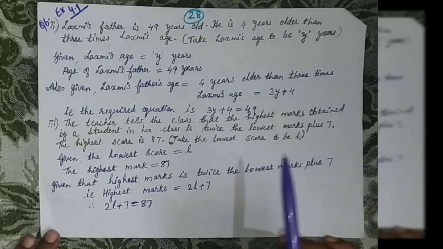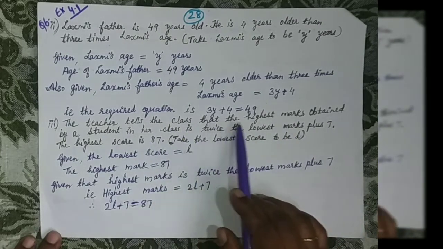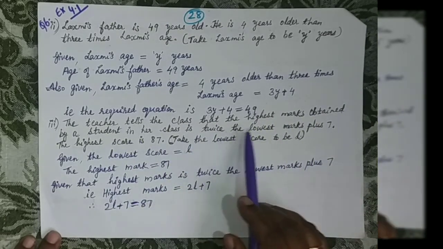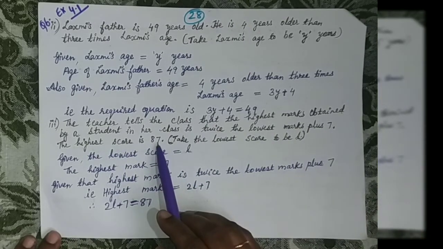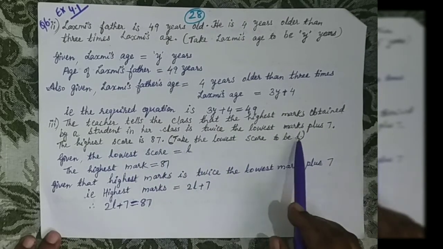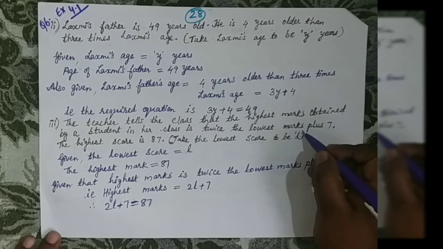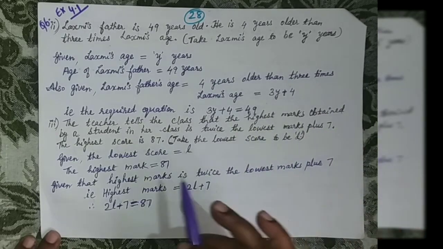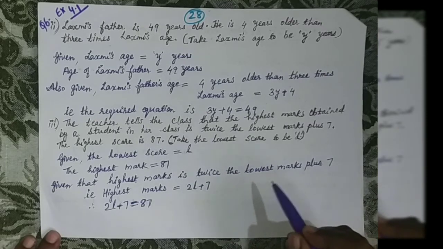Okay. Now, third question. The teacher tells the class that the highest marks obtained by a student in her class is twice the lowest mark plus 7. The highest score is 87. Take the lowest score to be L. Lowest score we have to take as L, small letter L variable. Now, teacher is telling what? Highest mark the student who got, he is having how much mark? Twice the lowest mark plus 7.